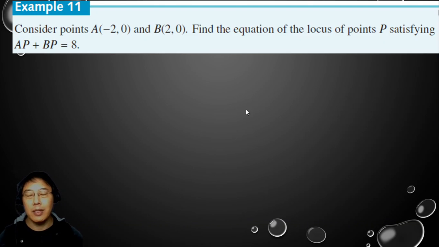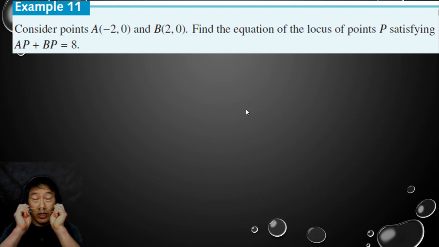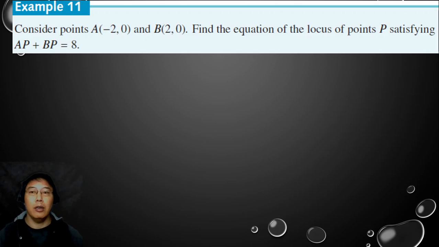So let's look at a situation where we'll do a little bit of algebraic resolution, which is going to be interesting to manipulate, because you're going to have an equation with multiple square roots, and this is a strategy you need to use at all times when you want to solve those kinds of equations. So here you have two fixed points, A and B. The coordinates are given to you. Find the equation of the locus of point P satisfying this equation, where the sum is equal to 8.